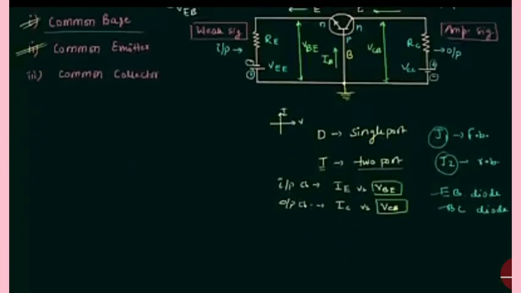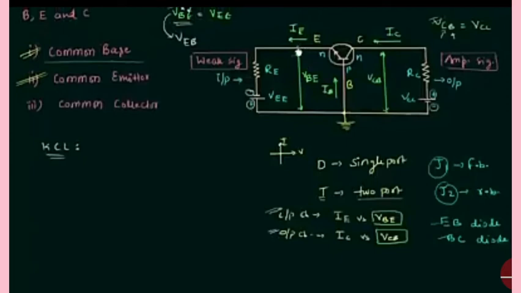I am not going to explain the input and output characteristic in this lecture. We will continue with them in the next lecture. In this lecture I will use KCL to obtain the relation between the emitter current, the base current and the collector current. We already know Kirchhoff's current law: the sum of entering currents is equal to the sum of leaving currents. In this circuit, you can clearly see IE is the only leaving current, so it is equal to IB plus IC, because they are entering currents.